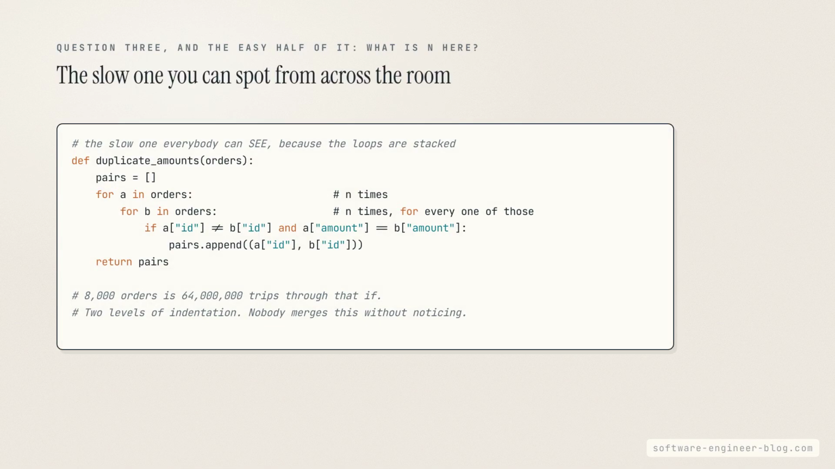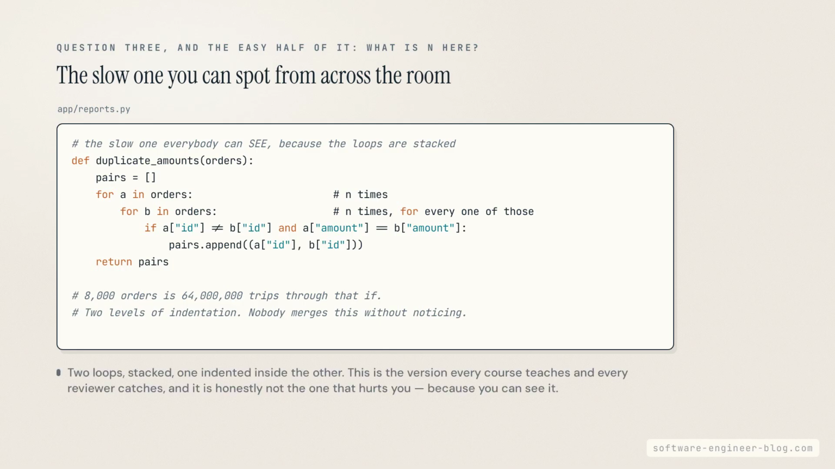Question 3. What is n actually? Here is the easy half of that question, and it is the version every course teaches. 2 loops, stacked, one indented inside the other. For every order, we walk every order again. With 8,000 orders, that inner line runs 64 million times. And honestly, this is not the one that hurts you. You can see it. There are 2 levels of indentation right there on the screen. Nobody merges this without somebody noticing.